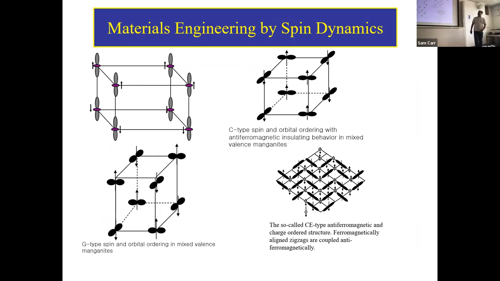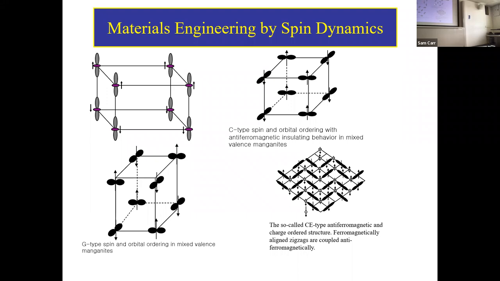So this is what we're looking for. This is A-type material. In A-type material, the system will be ferromagnetic within the plane. But if you look between the two planes, it would behave like an antiferromagnetic and insulating state. Within the plane, it is ferromagnetic, and interplane, it is antiferromagnetic.